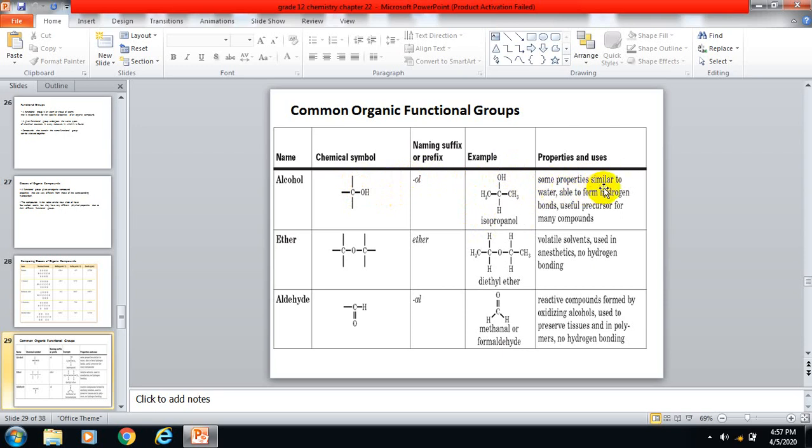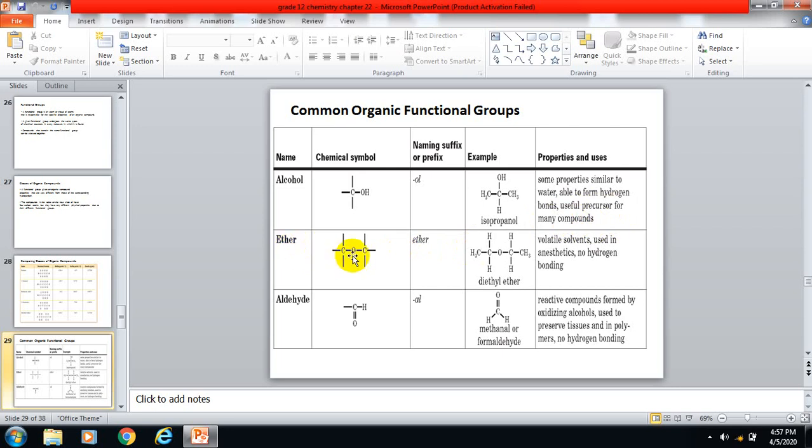Properties and uses: some properties similar to water, able to form hydrogen bonds. Useful as precursors for many compounds, useful to enhance the abilities or properties of different compounds.